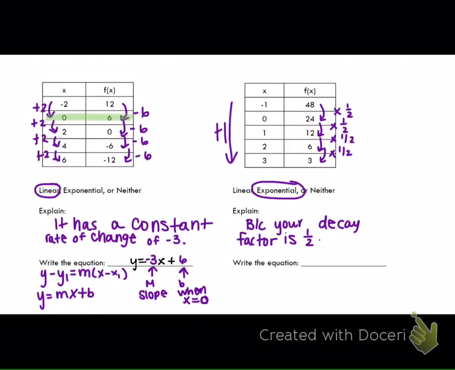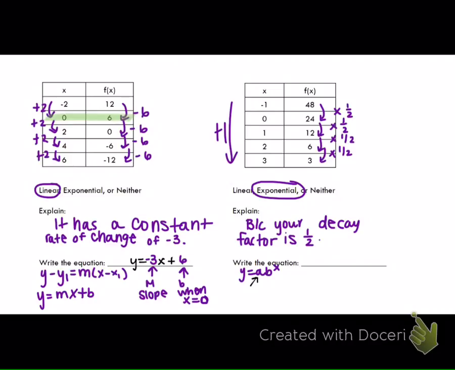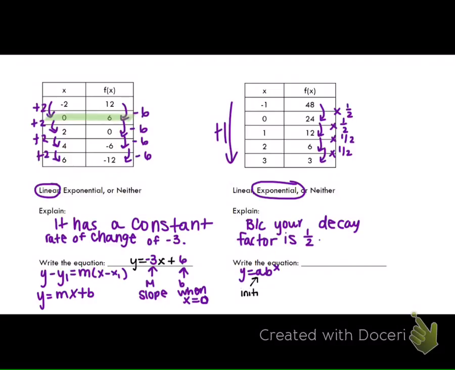so if you remember back to last week when we started learning how to write equations, we used y equals ab to the x power. Nylan, what would that look like for us in this problem here if it's y equals ab to the x power? Remember, a is your initial when x is 0.